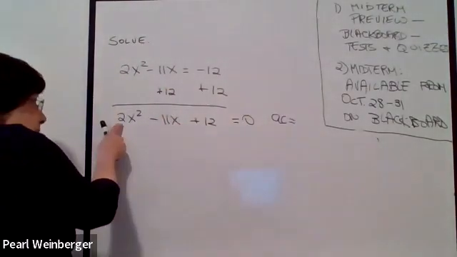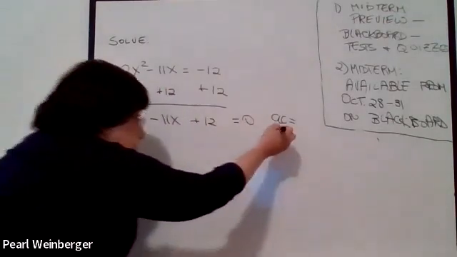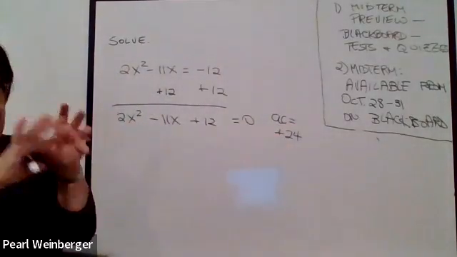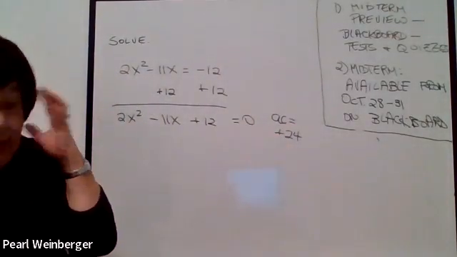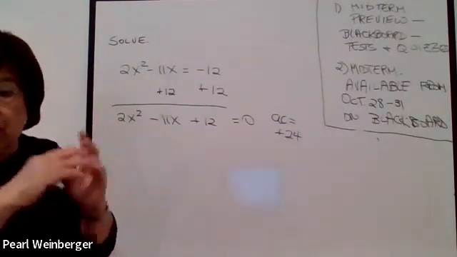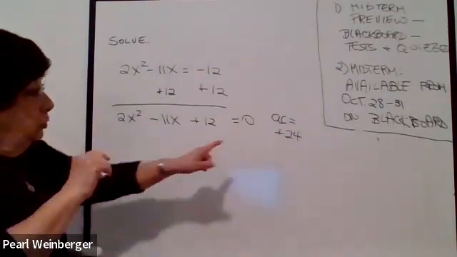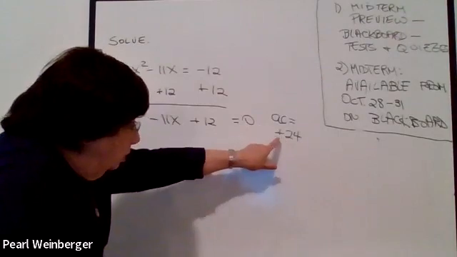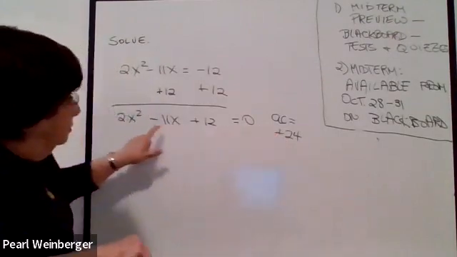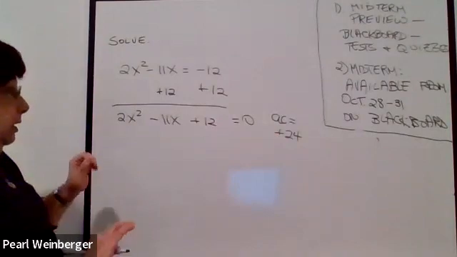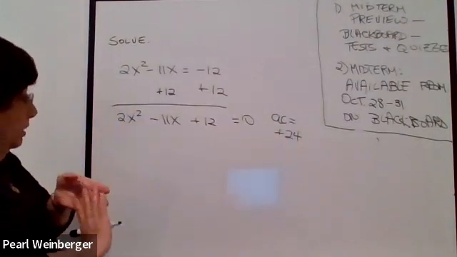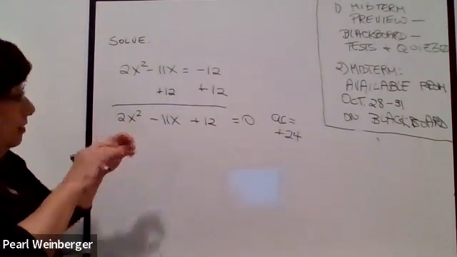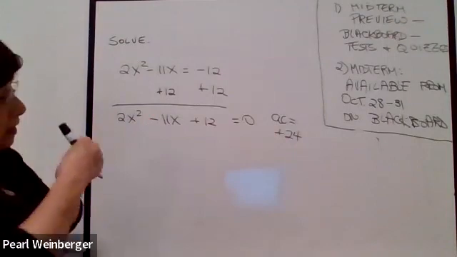Well, it's a positive 2 times a positive 12, which is a positive 24. Now, I could just write 24, but I like to include the plus or the minus to keep in mind what I should be doing to find the second numbers. So now I'm looking for two numbers that multiply to positive 24 and add to negative 11. Remember, since this is a negative, we're going to have two negative numbers.